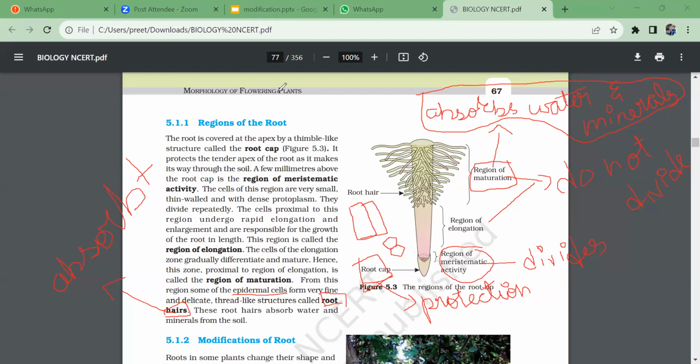Did everybody follow? Followed or not? Yes. Gauri got it? Okay, Aniket. Christabel got it? Yes, ma'am. Okay. So the root hairs are doing the absorption.